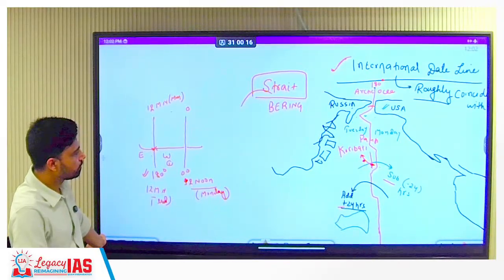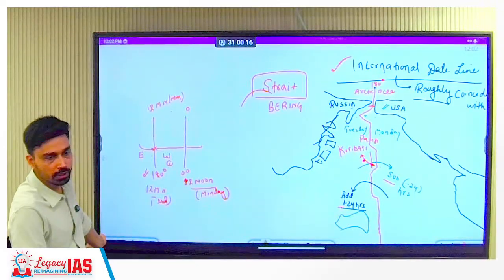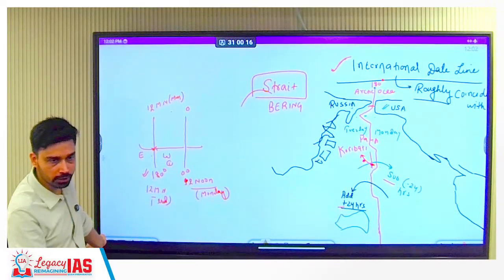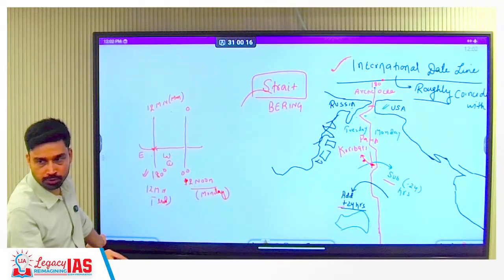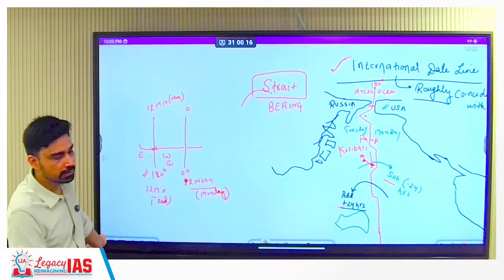The date completely changes by 24 hours. That is the other use of which kind of lines? Longitudinal lines. So we have discussed the use of latitude, the use of longitude, and all that. That is about the division of the Earth. So motion of the Earth, division of the Earth.